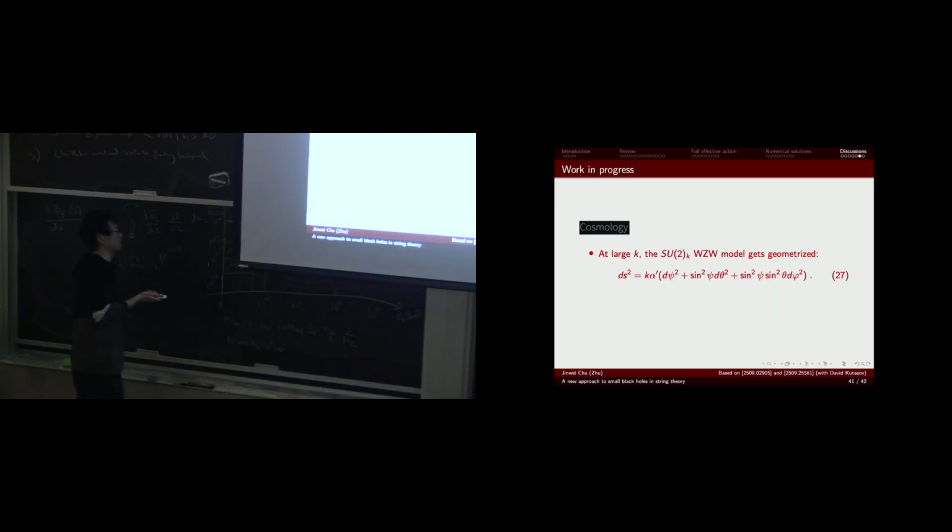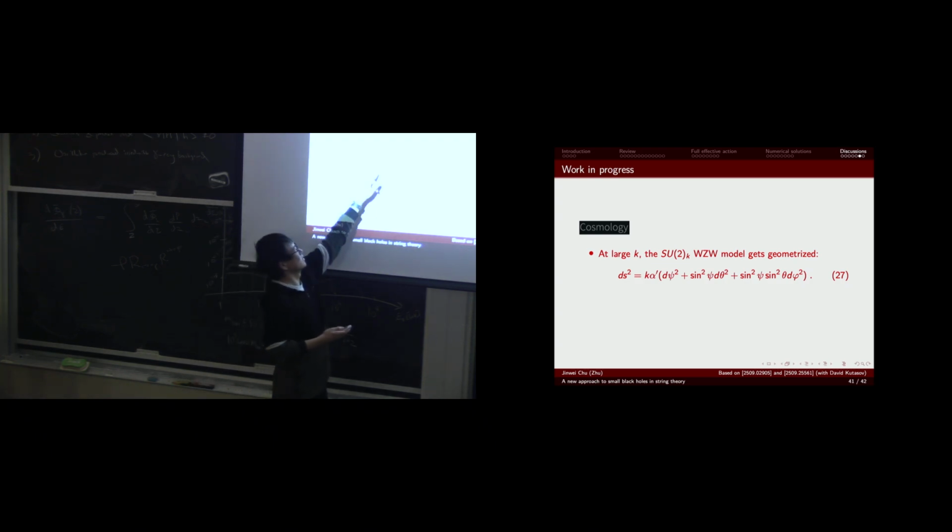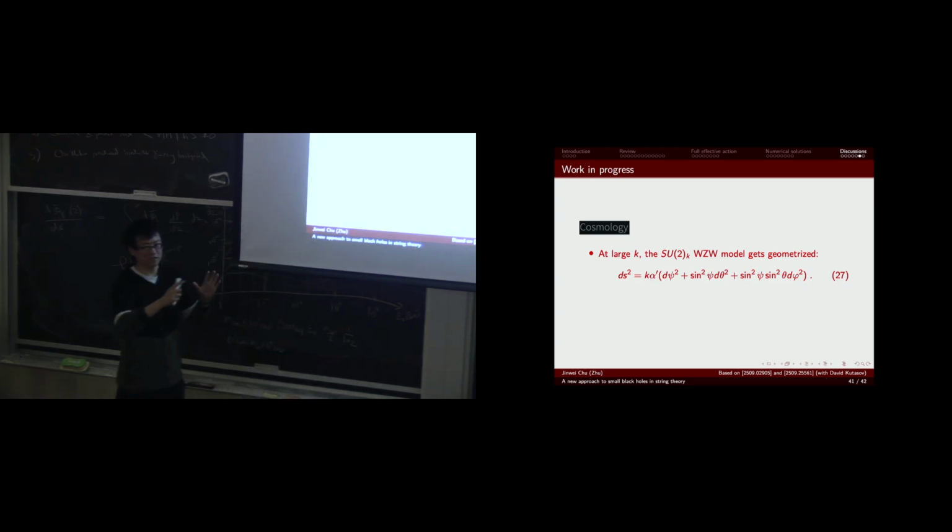So this is the first question, and the second is not actually a question. It's some work we're working on related to cosmology. And by the way, I took a screenshot of your website of this cosmology, as you can see. So let me just briefly mention this. In our problem, we have this SU(2), right? We take large K, and the point is that at large K, this SU(2) WZW model gets geometrized. So its metric is just given by the metric of the 3-sphere, whose radius is square root of K times alpha prime. So at large K, this radius is very large.